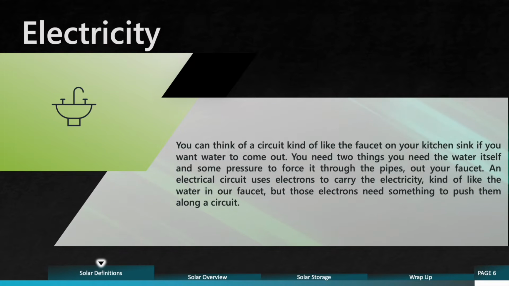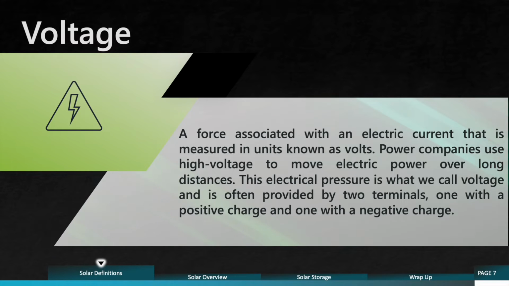An electrical circuit uses electrons to carry the electricity, kind of like the water in your faucet. But those electrons need something to push them along the circuit. Now, voltage is important. It's a force associated with the electrical current that is measured in units known as volts. Power companies use high voltage. We've seen these signs before. They're all over the place to let you know that you can be electrocuted, right? Power companies use high voltage to move electric power over long distances.